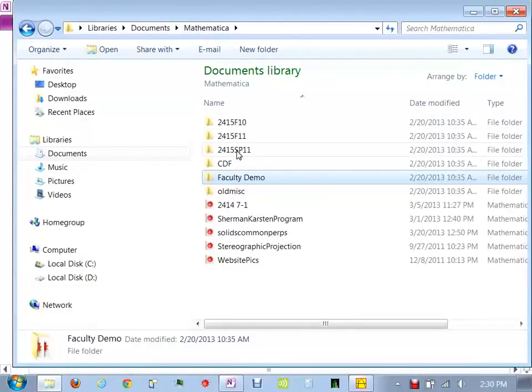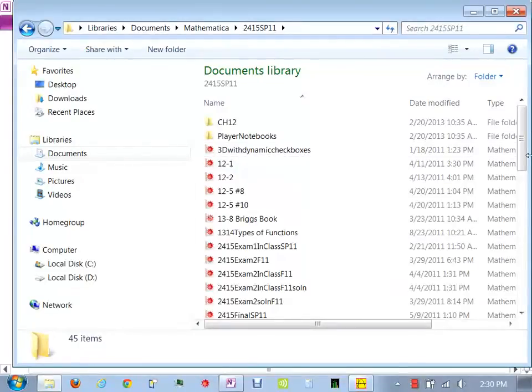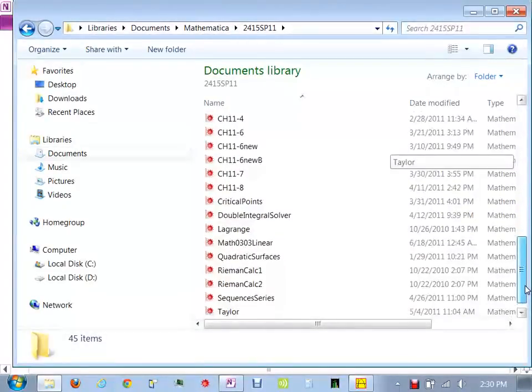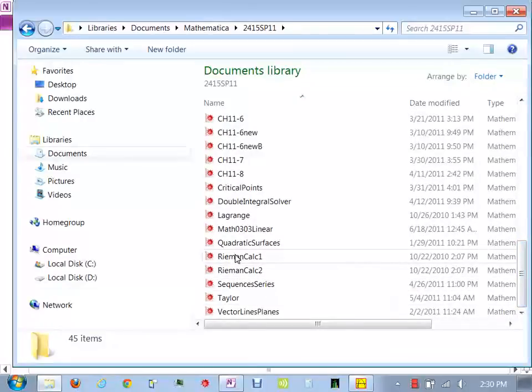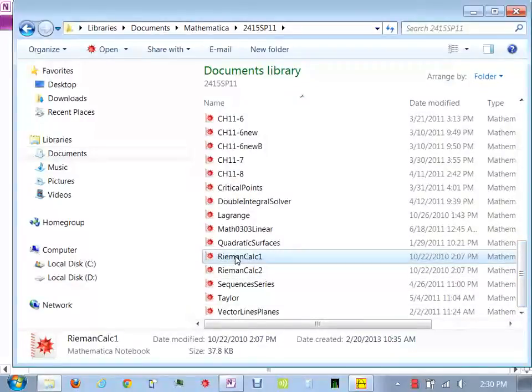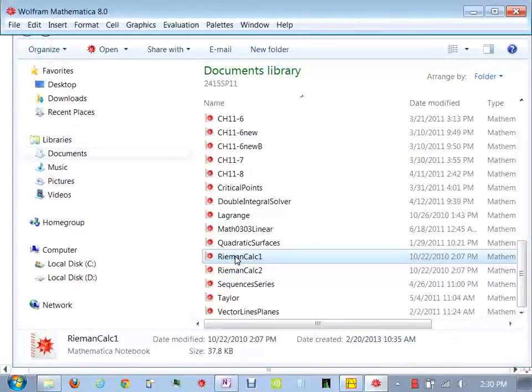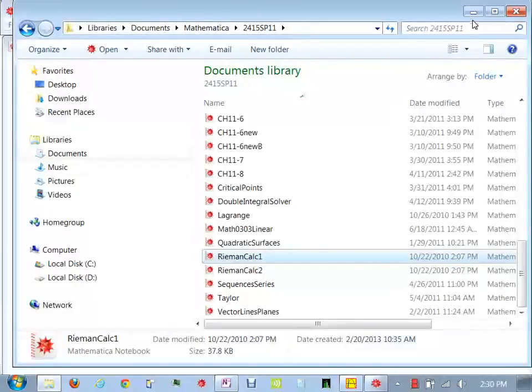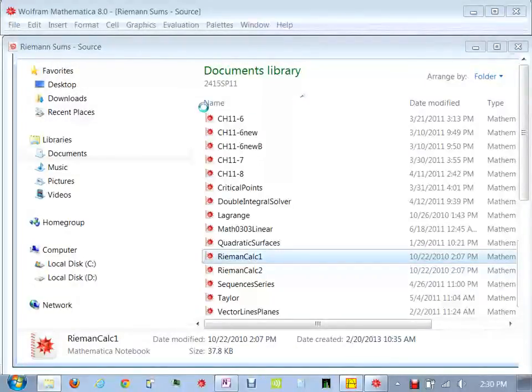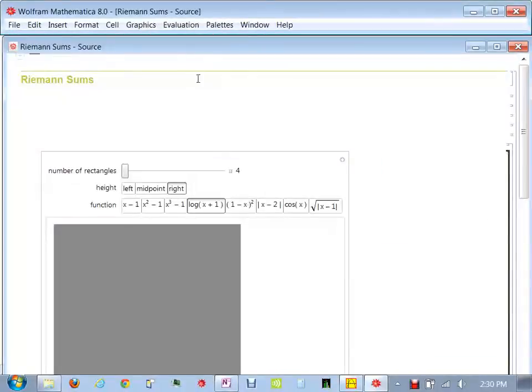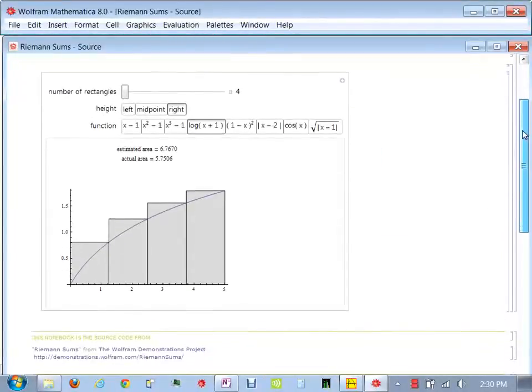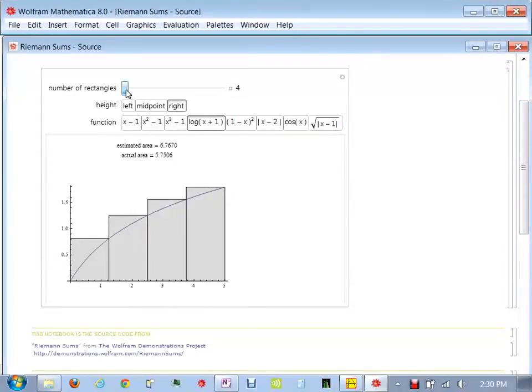Sorry, I thought I had this right here. Where's my Riemann? There it is. Well, I don't know why it's not opening up here. Give it a second. There it goes. All right, this is better. So let me drag this sucker down.